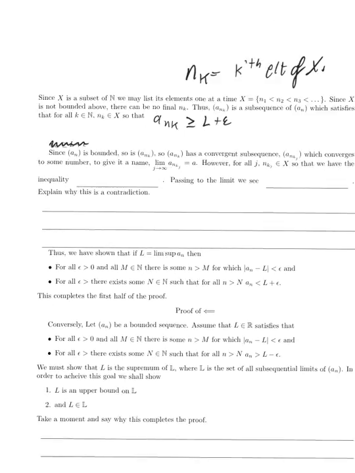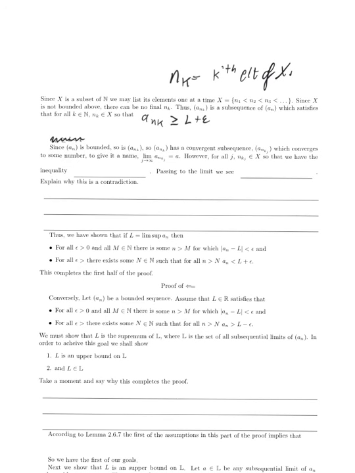So now I can play this standard game. A sub n is a bounded sequence. A sub n sub k is a subsequence, and so it itself is a bounded sequence. So A sub n sub k has a convergent subsequence, A sub n sub k sub j. That thing converges to some number. I'll give it a name. I'll say that the limit as j goes to infinity of A sub n sub k sub j is equal to A.